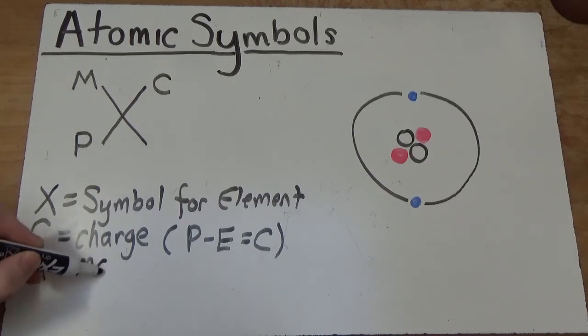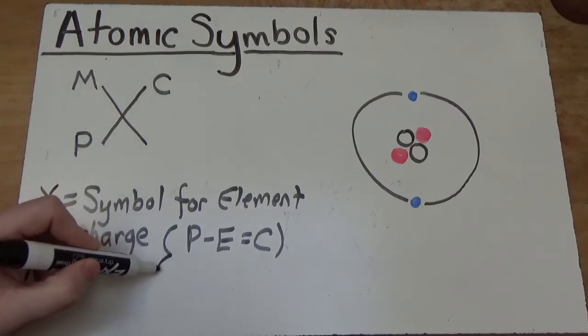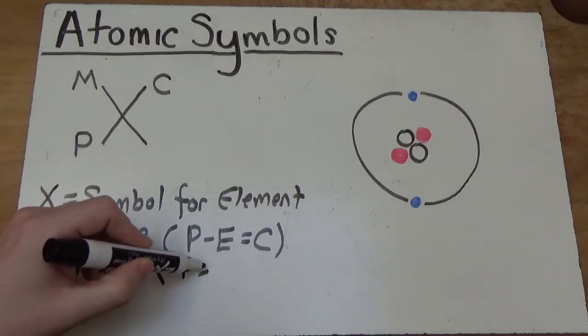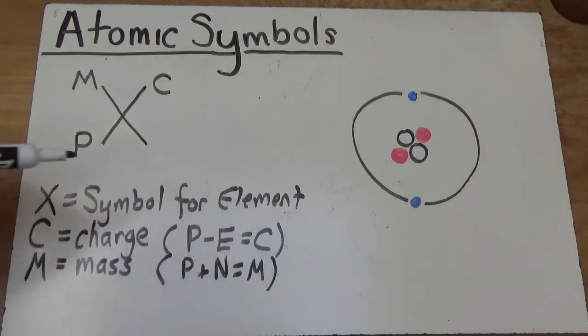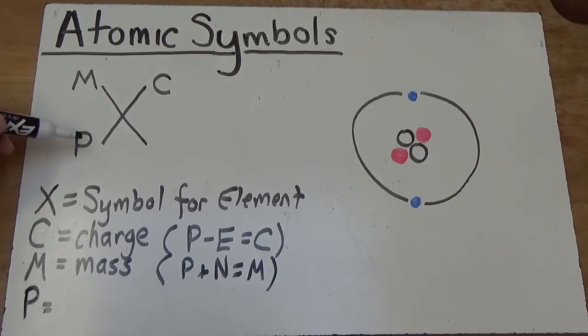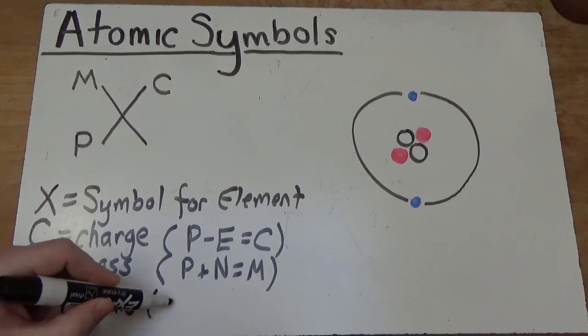Mass, M, goes in the top left of a symbol, and mass is calculated by adding up the number of protons and the number of neutrons. P, as you might be able to tell, in the bottom left, is just the number of protons. This number defines elements.